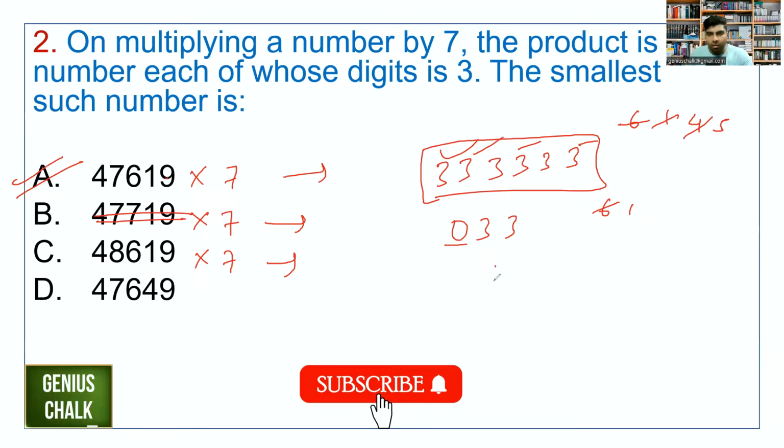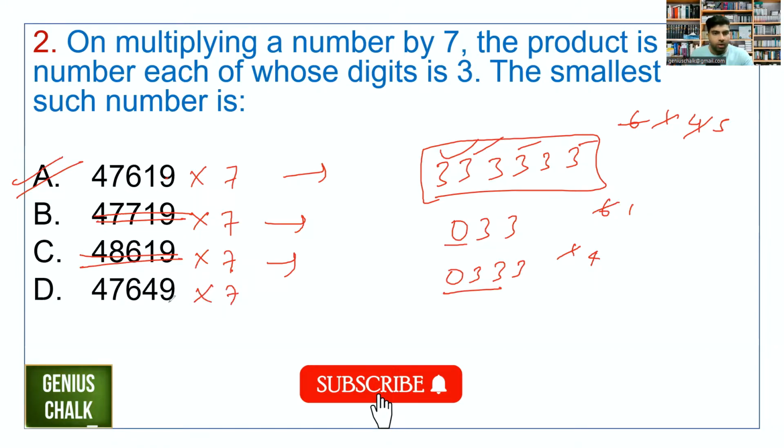9 7s are 63, 1 carry. 7 6s are 42 plus 1 is 43. Yeah, this is maybe close. So let's check this further. 7 8s are 56 plus 4 is 60. Again, it is not getting 3 here.